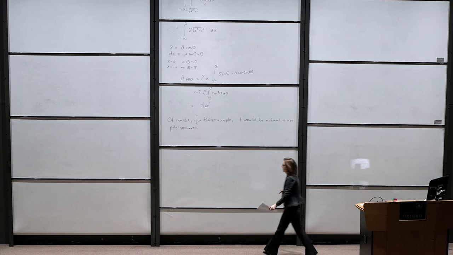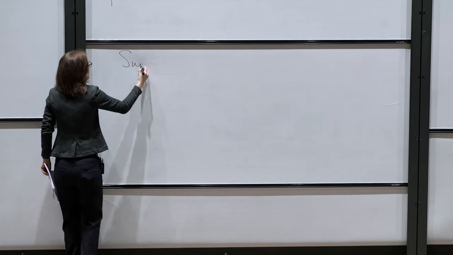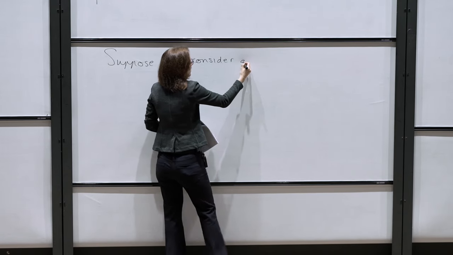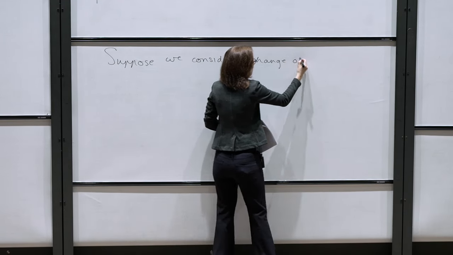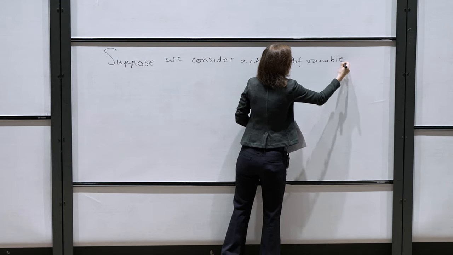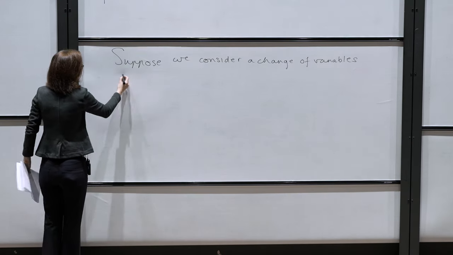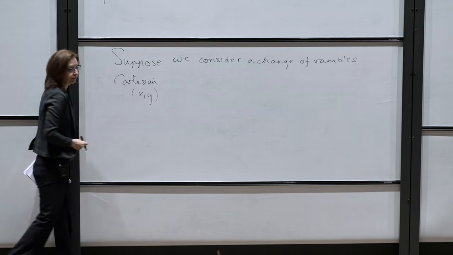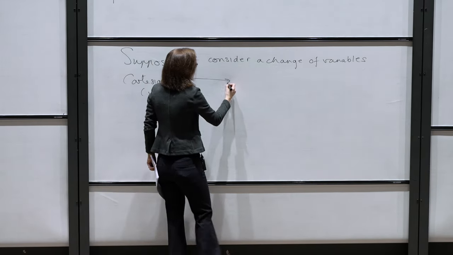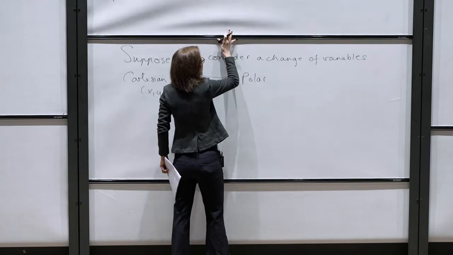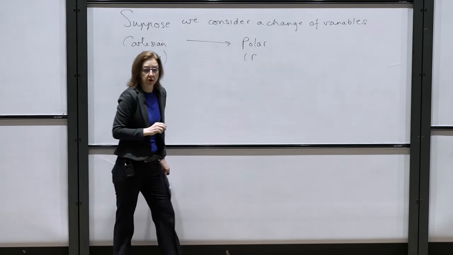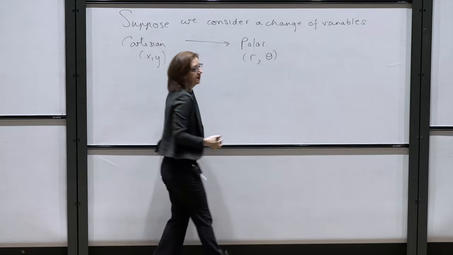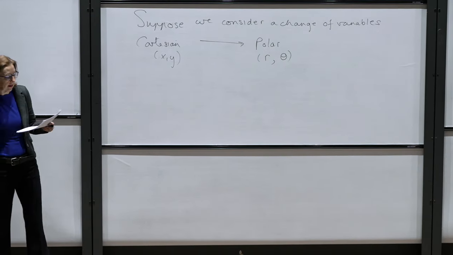All right, so consider a change of variables from Cartesian, i.e. x, y, to polar, which I'm going to denote as r, the radial coordinate, which goes from 0 at the origin out to the boundary, r equals a, and theta, which is the angle going round, referred to the x-axis.